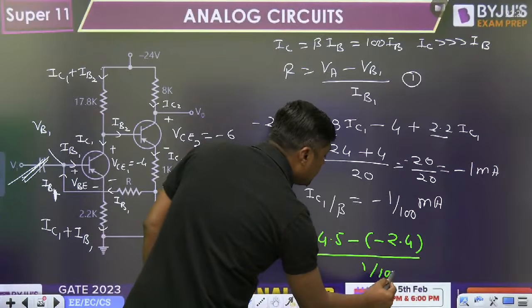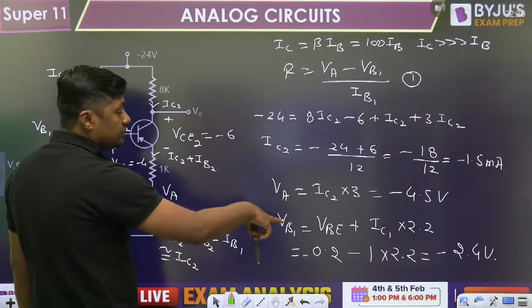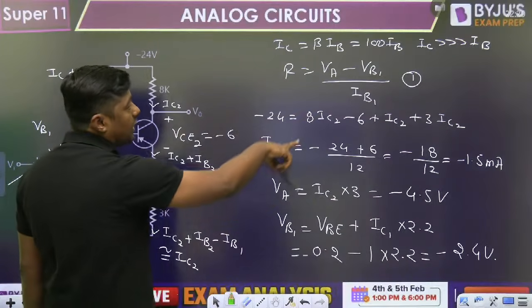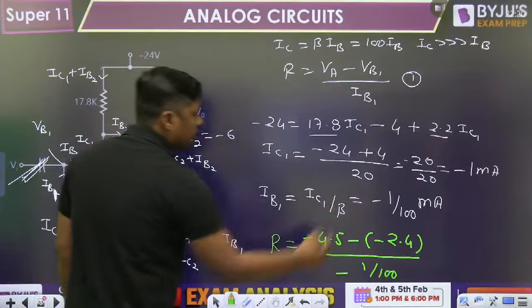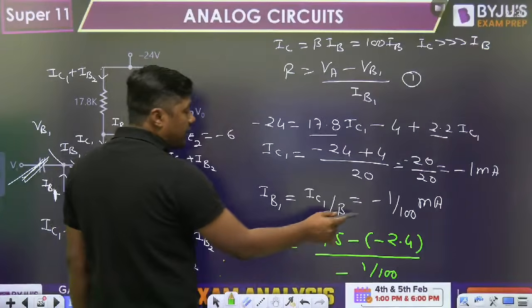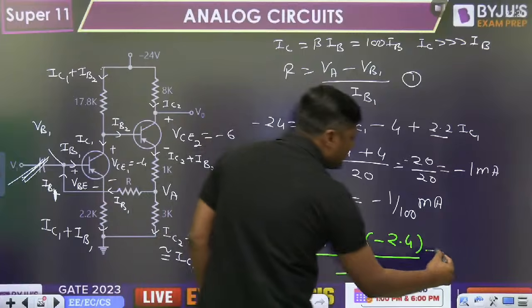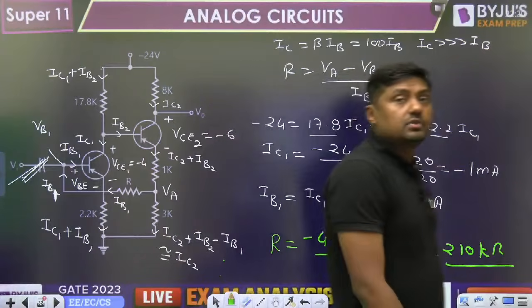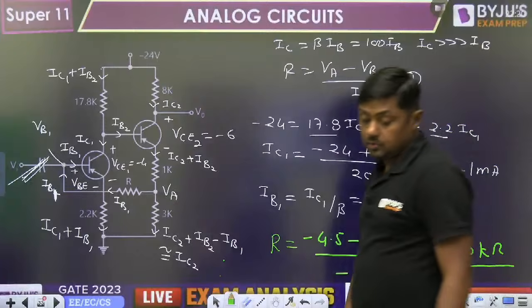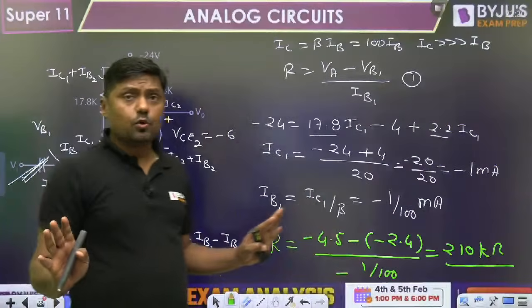Divided by 1 by 100. This is the value of IB1. Again, that is also negative. Negative cancels out. 4.5 minus 2.4, you will get 210 kilo ohm. Okay, easy guys, easy question.